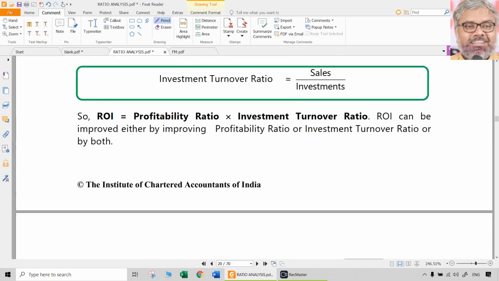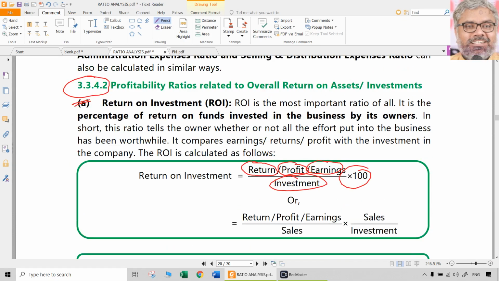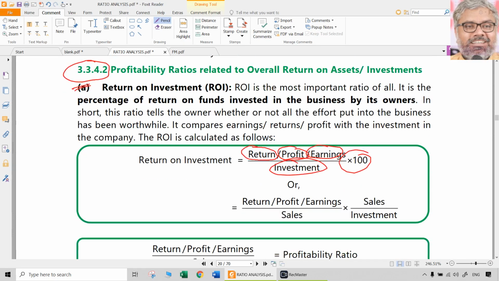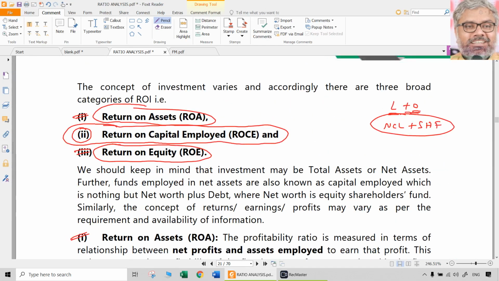These are the three different things within return on investment. See here, we talk about investment. What is investment? There is no particular definition. That is why we have three different situations of investment. In the first case, investment means assets, total assets, sometimes net assets.